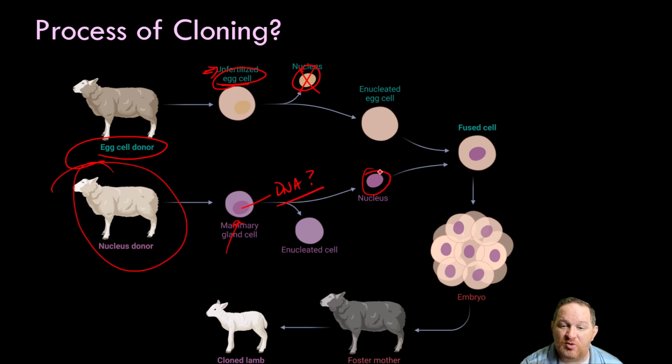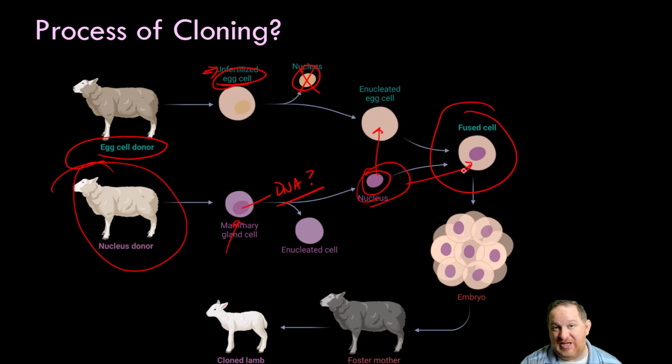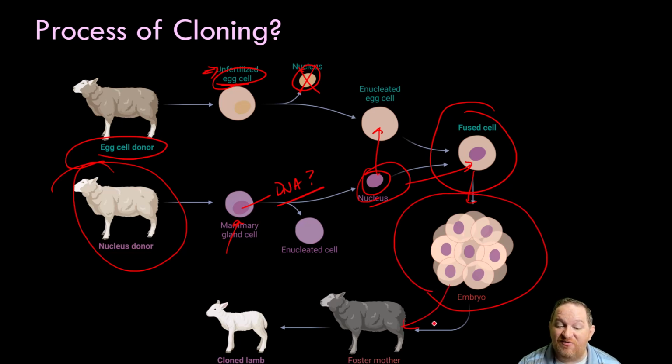So if we take this nucleus and then put it into that enucleated egg cell, you can see that we now have a fused cell, which is an egg cell that had its nucleus taken out, but then we put in a fully formed nucleus from another cell, one of our normal cells, and then we let that grow into an embryo, right? We can do this in a tissue culture, and then we implant it into a foster, and then that foster would give birth like they were giving birth to their own child, but it's actually a cloned lamb from this nucleus donor, okay?